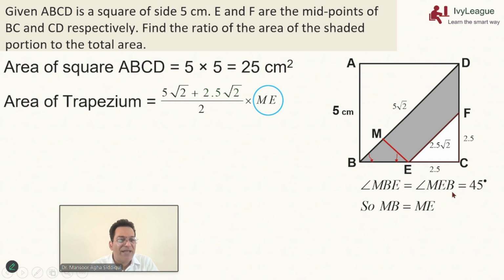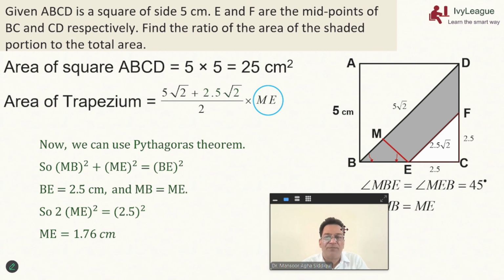So if MBE and MEB are 45-degree, then MB and ME should be equal in length. These two lengths should be equal. So we can go in for using Pythagoras theorem that MB square plus ME square is equal to BE square. We already know that BE is equal to 2.5 centimeter and MB is equal to ME.